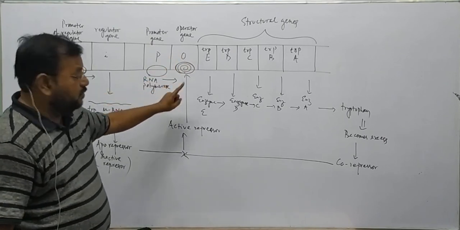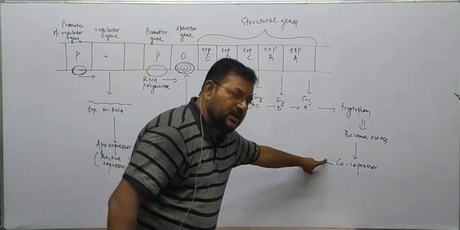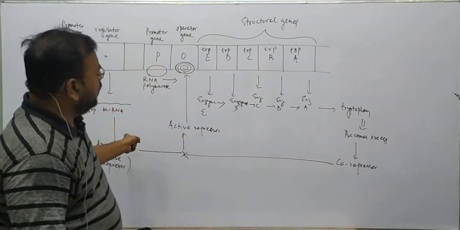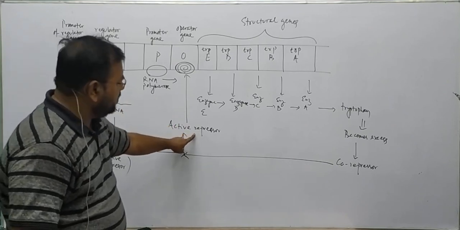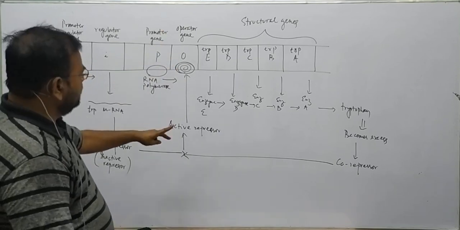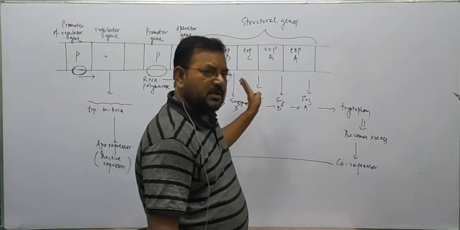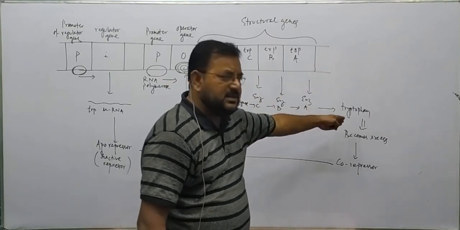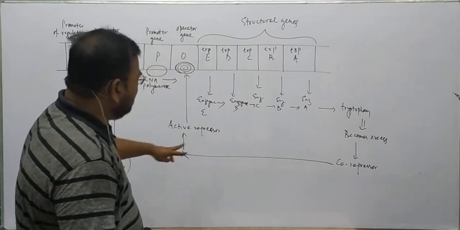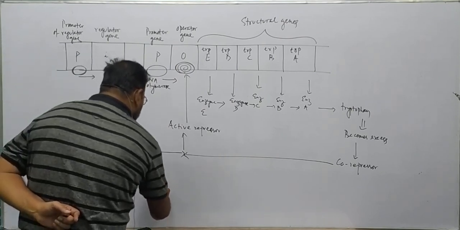So when will it become switched off? When this aporepressor becomes active repressor. And how will it become active repressor? When the co-repressor combines with the aporepressor, then the aporepressor turns on, or the repressor becomes active repressor. Then only the active repressor can bind to the operator and the whole system becomes switched off. Otherwise it remains in the switched on condition and there is continuous formation of the tryptophan. When tryptophan, the end product, is accumulated, it will make the operating system switch off by binding to aporepressor. So this is the trp, tryptophan.